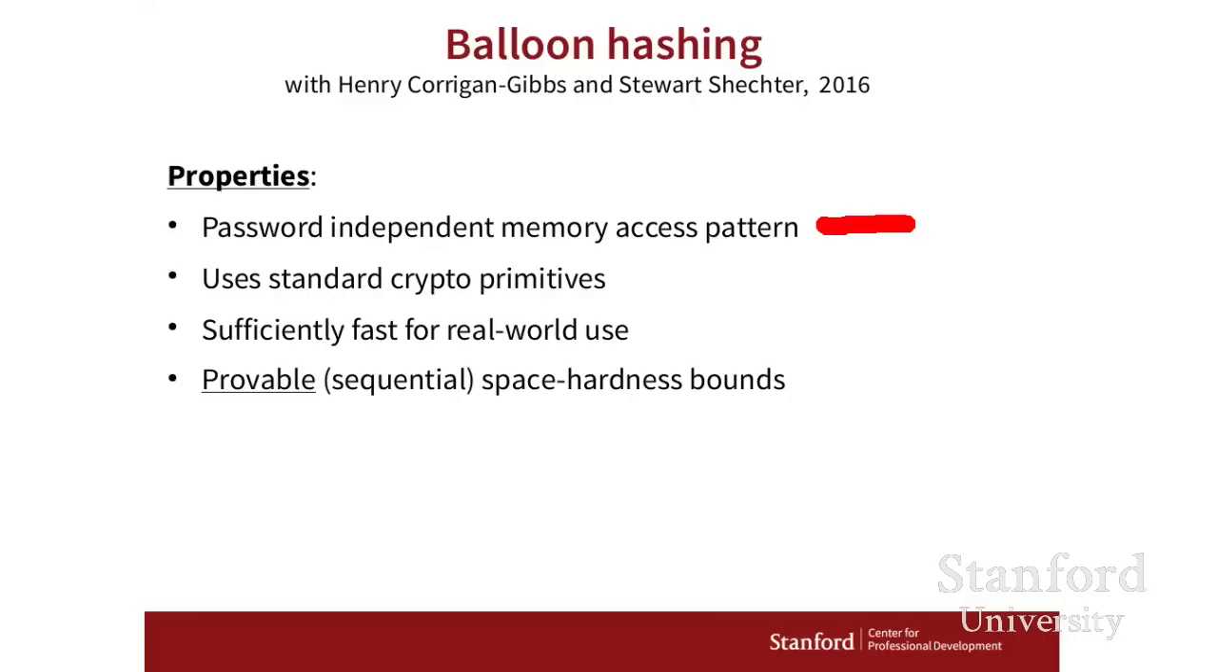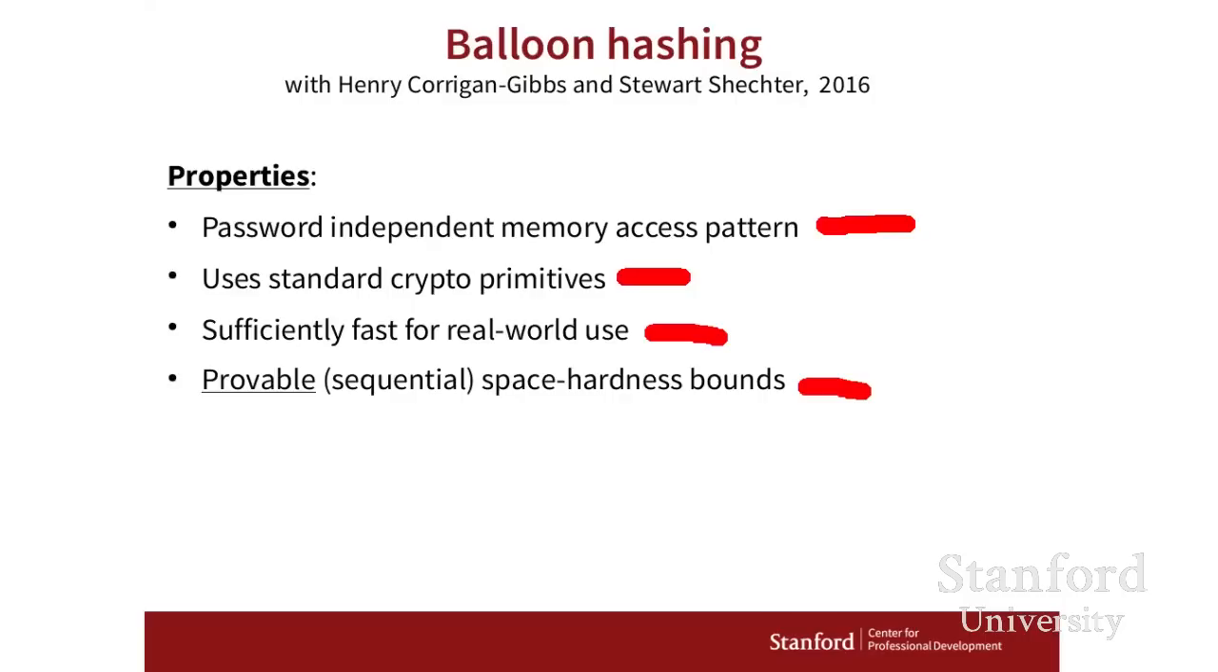It uses standard crypto primitives, namely it's just based on SHA-256. So everything here is standardized, based on primitives we all know and love. It's quite fast and can definitely achieve rates of 1,000 hashes per second, so it can be used on real-world servers. The interesting property is that it has a proof of security in the following sense. If you try to evaluate it with less space than claimed, in particular with a quarter of the space that we claim is required, then the amount of work to do the evaluation blows up exponentially.